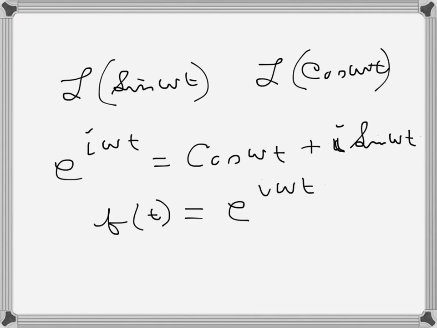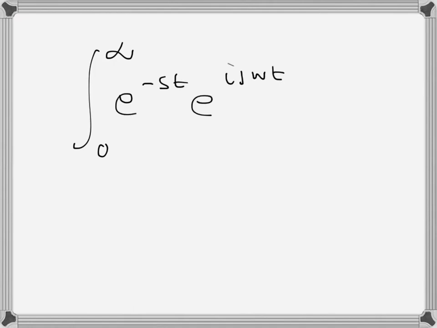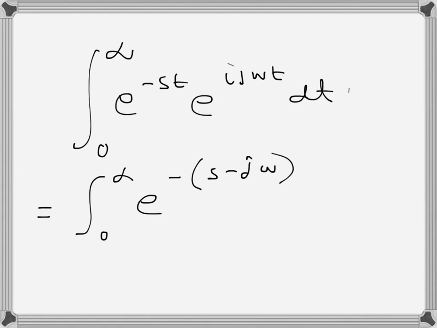So what we will do, let's say our function is f(t) equals e to the power I omega t. So our Laplace transformation of this f(t), which is F(s), will be the Laplace transformation of e to the power I omega t. So that is the integral from 0 to infinity of e to the power minus st times e to the power I omega t dt.